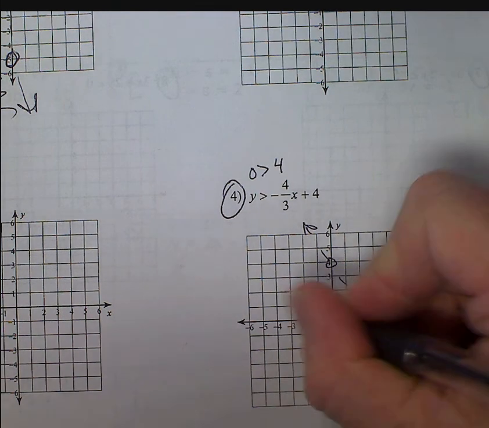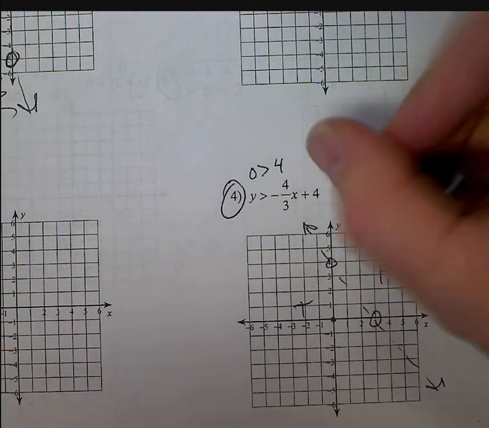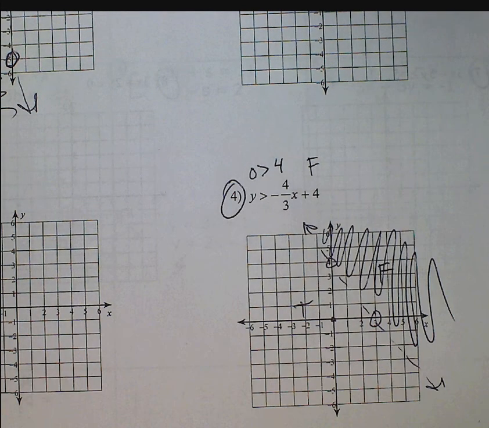So this is my true side, false side. Is 0 greater than 4? False. My false side is on this side.